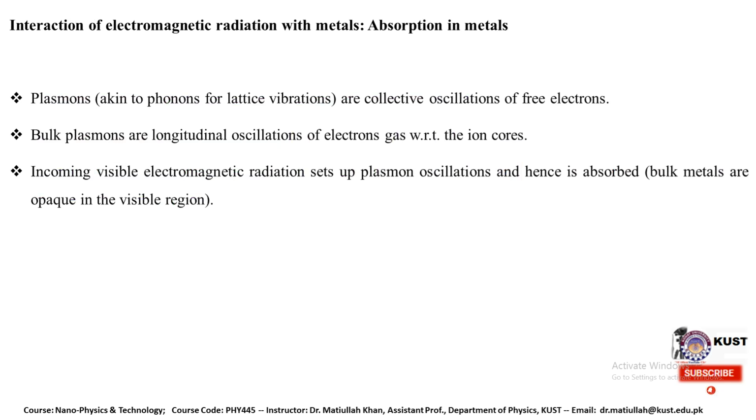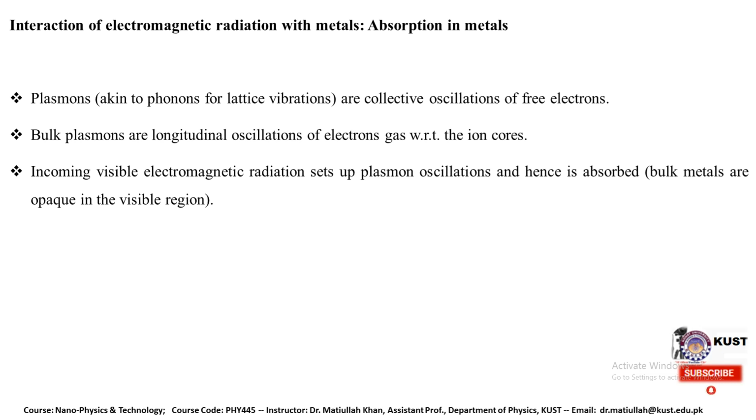So when electromagnetic radiation interacts with metals and is absorbed in matter, what happens? Plasmons are actually created, and plasmons are collective oscillations of free electrons. The bulk plasmons are longitudinal oscillations of the electron gas with respect to the ion cores.